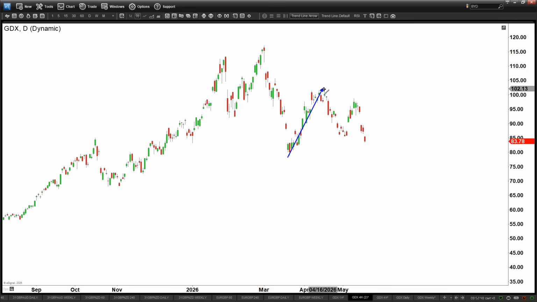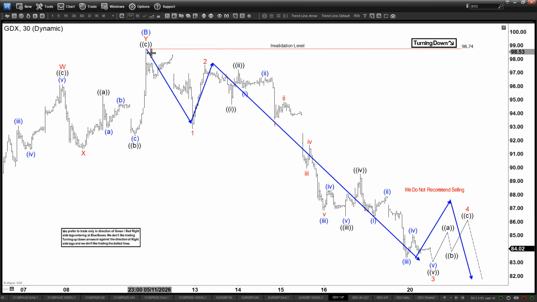Do you think this is a corrective rally, or do you think this is an impulsive rally? Now if we take a look just at a glance, it kind of looks impulsive. If we go to the 1 hour, the one that we had before, focusing on this rally here.